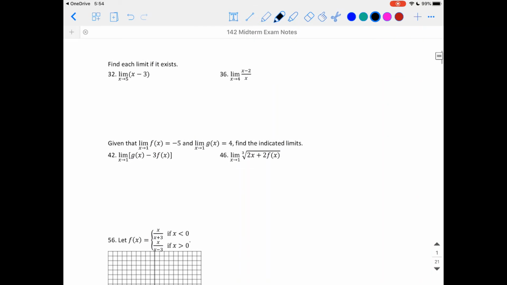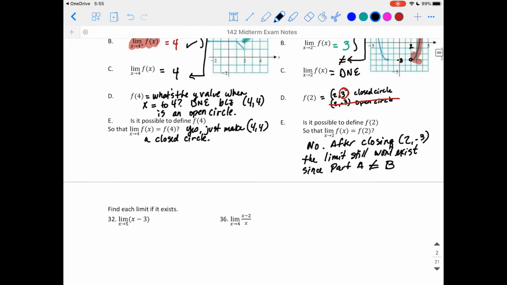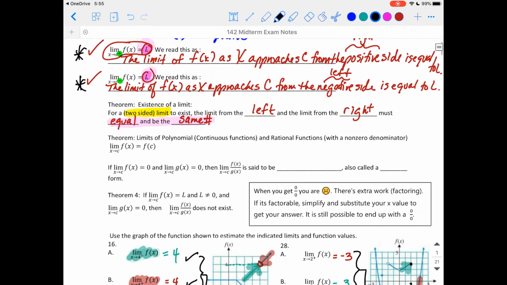Okay. These next problems are pretty much the same, except that now we don't have a graph. And here we have an equation. So find each limit if it exists. Let me come back up here. So let me go back and just make sure that I know that you know that I know that you know. So in order for a two-sided limit to exist, the left and the right have to be the same.